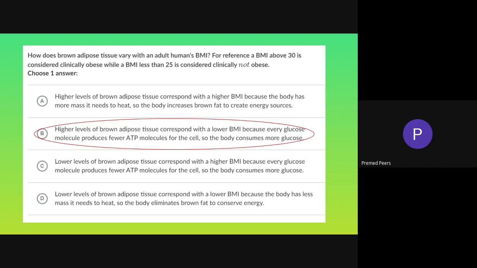Again, I didn't love this question. A lot of things have to be very ideal for this to be occurring. I feel like the body's more complicated than that. But yeah, how do you know from the passage?